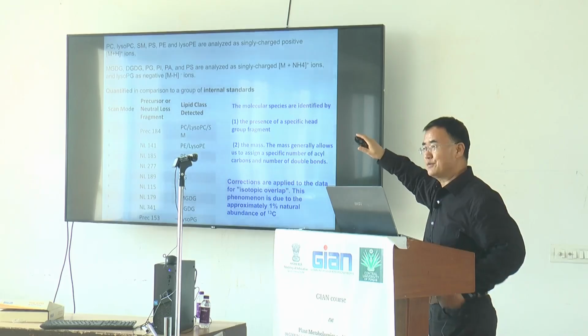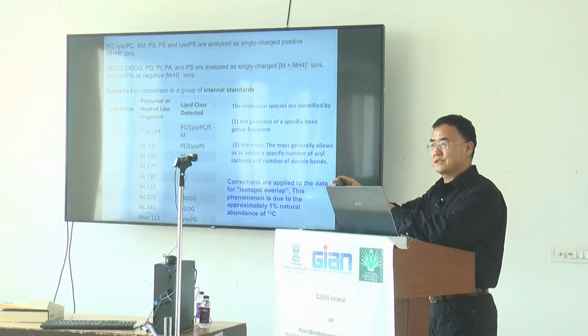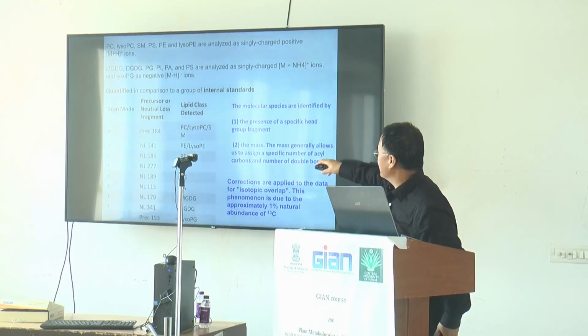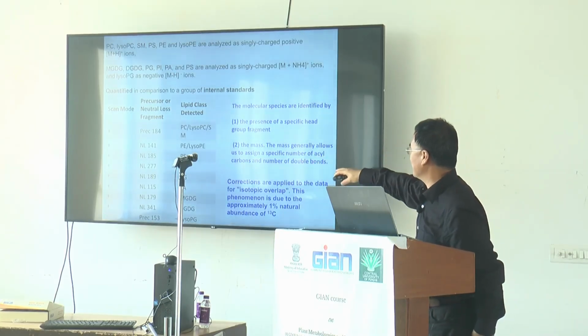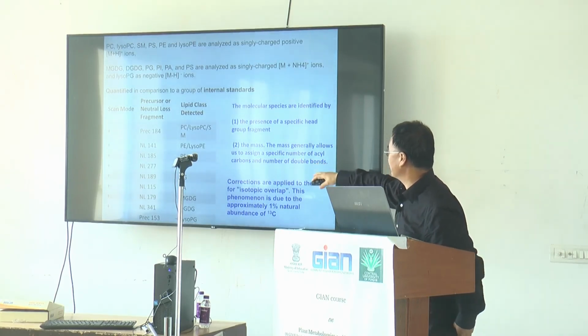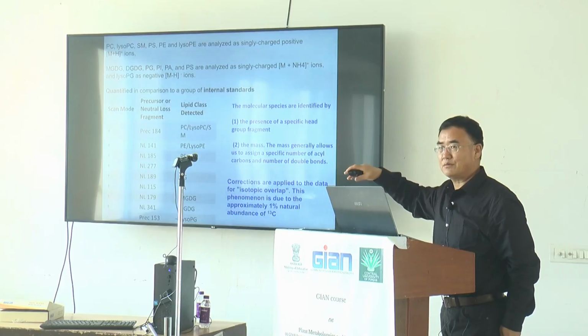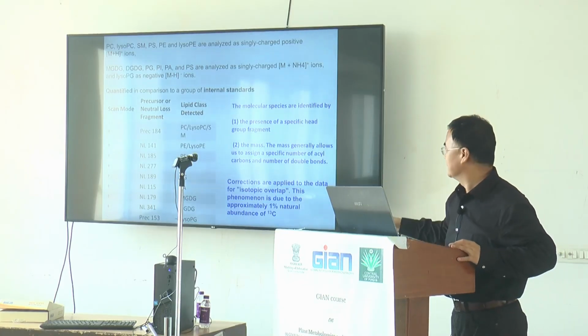If a head part is defined, this should be choline, or this should be serine, or even inositol. As long as this is defined, then you try to define the acyl chain, the acyl carbon part, the specific number or number of double bonds. According to the double bonds, you will know the saturation degree of the acid chain.